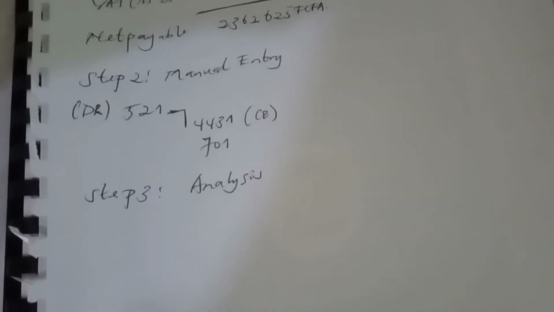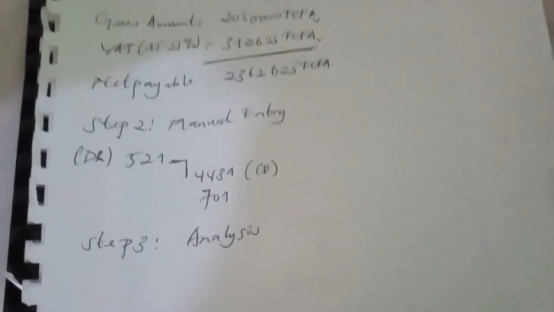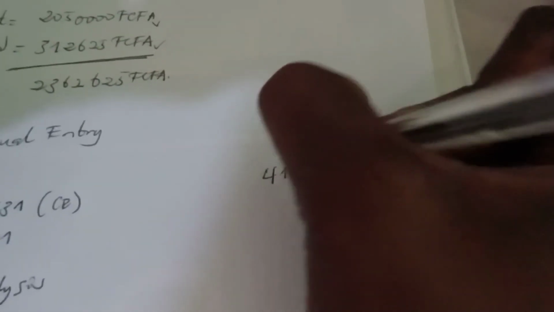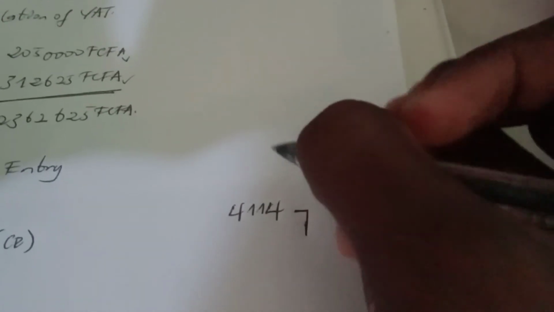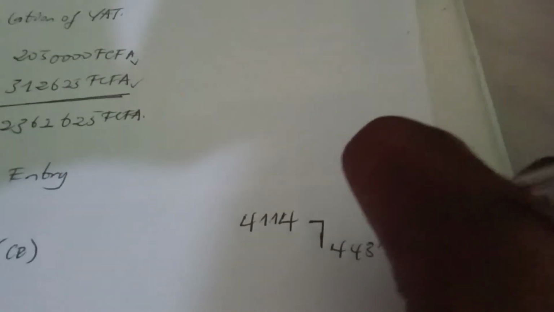So as it's no more realistic, the first thing that will be done, let me just take an example this way, will first of all be the debit. Normally, the first thing we're going to do is to debit the customer, that means 4114. I'm going to first of all debit the customer and then credit the sales. You get it? Then credit the sales, that means 4431 and 701. This is the first thing that is going to occur.